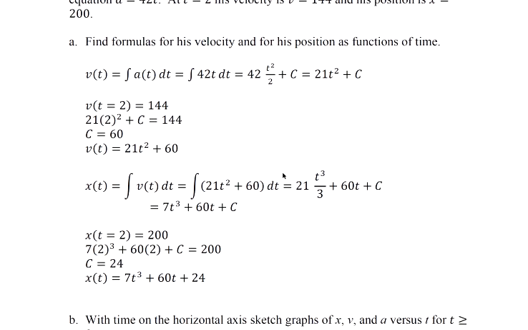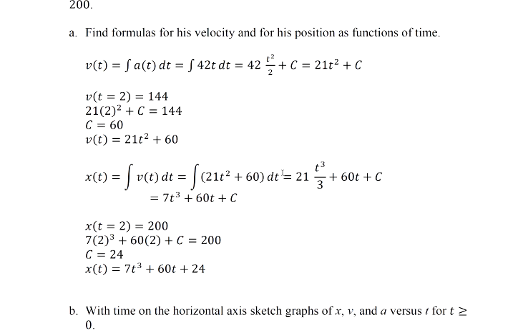Now let's find an equation for the position or displacement. We're going to integrate velocity. Here's the function for velocity. We integrate, we get this. So we have an initial condition for displacement. At time t equals 2, displacement is 200. Plug in the values for the variables, we get c equals 24. So x is equal to 7t cubed plus 60t plus 24.